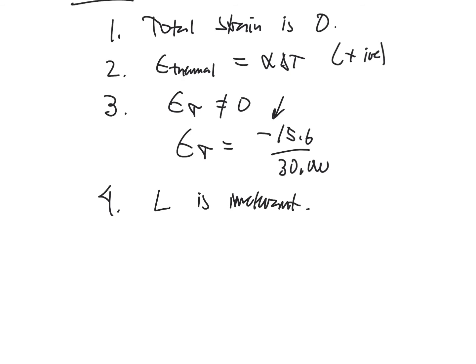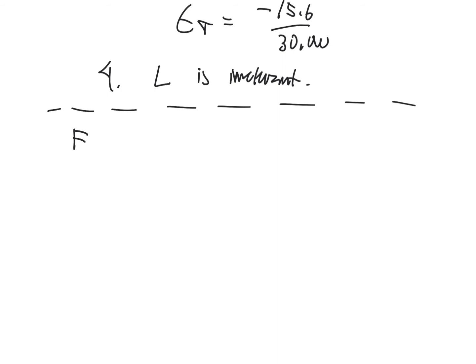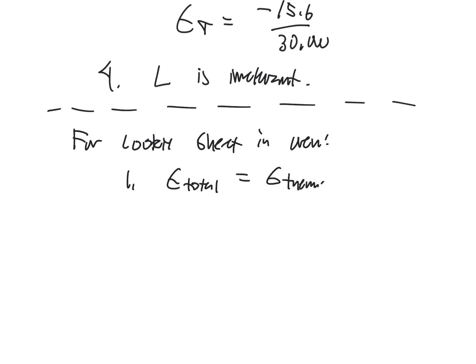So a lot of interesting things about this particular problem. Now contrast that with the cookie sheet. For the cookie sheet problem in the oven, epsilon total is not zero. Epsilon total in this case is going to be mechanical plus thermal. Well, there is no mechanical strain in that case. So the total strain is equal to the free thermal strain, which is equal to alpha delta T. The cookie sheet in the oven, the mechanical strain is equal to 0.